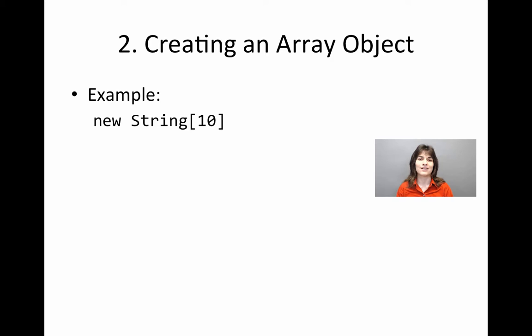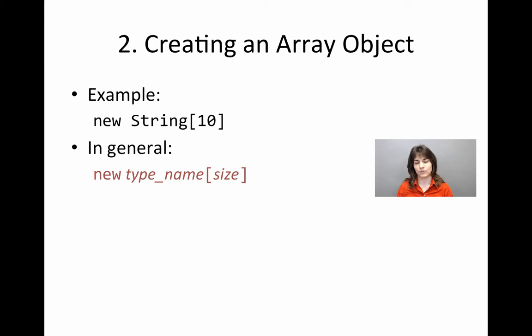Same way here. If we want to create a string array, we are going to use the operator new, and then the type of that array, string, and then inside the square brackets we will not have them empty, but we will actually put a number. What is that number? It will tell Java how many elements we need inside that array.